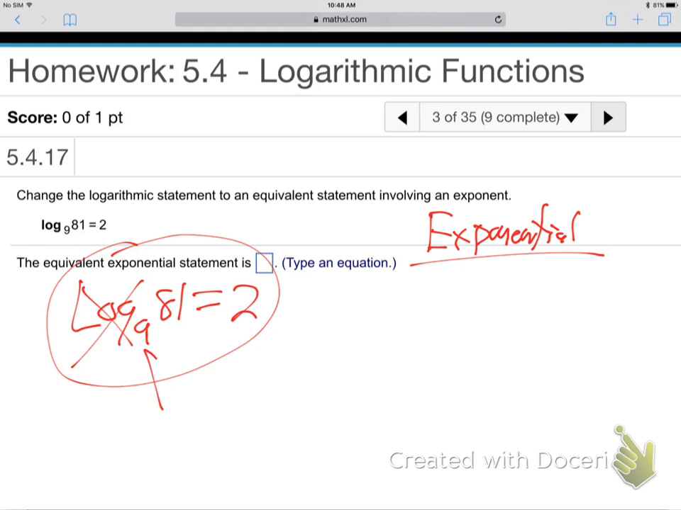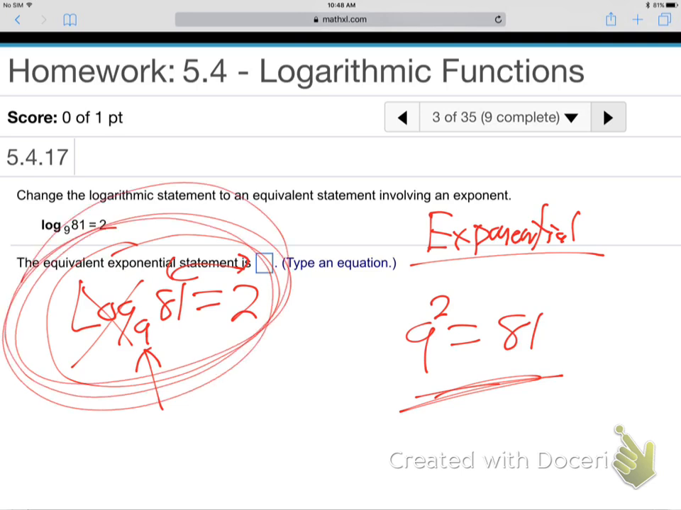Who's the base? Well, the 9. He stays low down. He's going to have something on him still. The other two switch. Instead of 9 to the 81, it's 9 to the 2, and the 81 goes over there. Which is, of course, what we already know. We're like, yeah, we know that. 9 squared is 81. Well, the log said, that's what I was saying. That's what I was saying in my language. See how it works? They're saying the same thing in two different languages. Like that. Good.